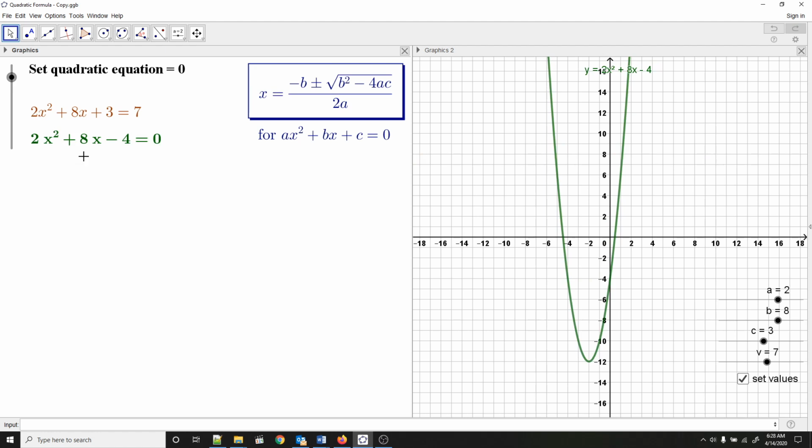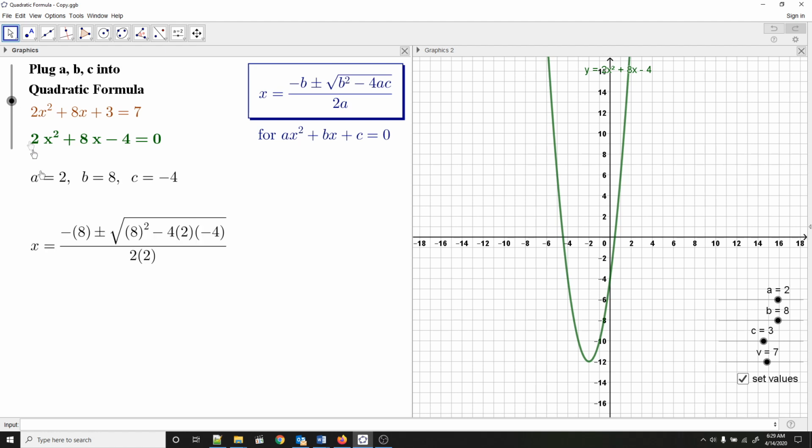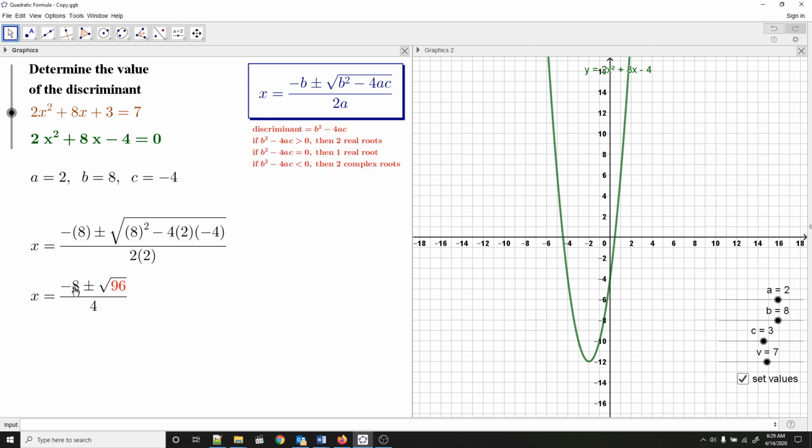So let's solve the quadratic equation 2x squared plus 8x minus 4, now using the quadratic formula. And we'll establish that a is 2, b is 8, and c is negative 4. And we will appropriately plug it into the formula. Again, it's negative b plus or minus the square root of b squared minus 4ac all over 2a. And we will now simplify the numerator. We're coming up with negative 8 plus or minus the square root of 96.